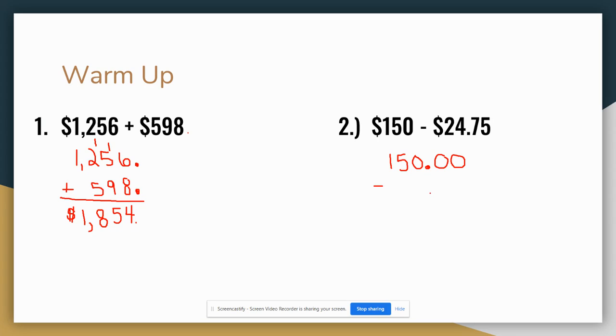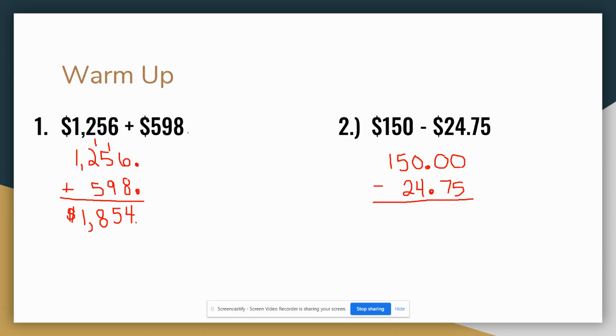Make a subtraction sign. I know my decimals have to line up. So before the decimal is the number 24. And after the decimal is 75 cents. And in this problem, we are subtracting, not adding.